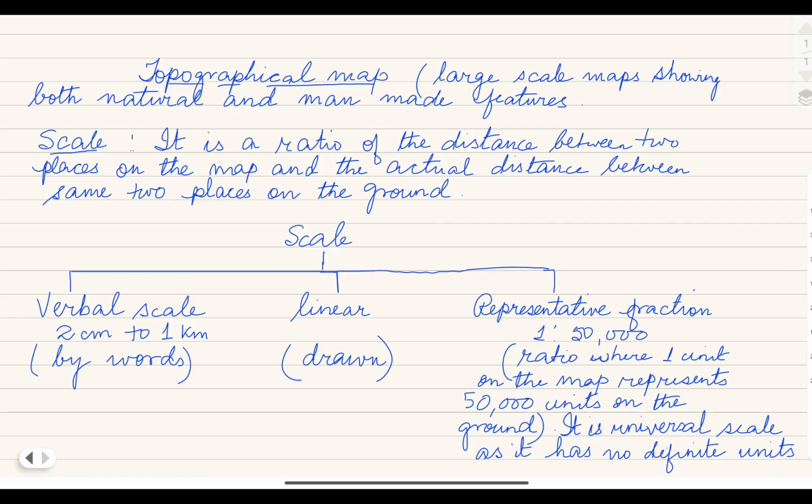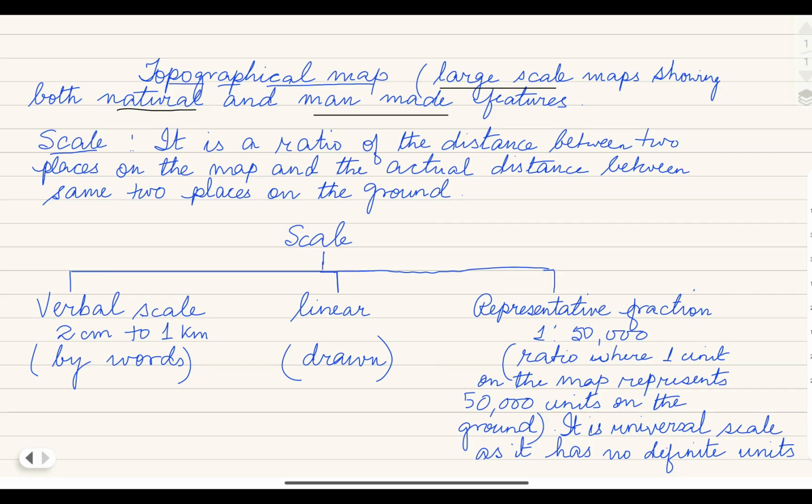Very important. A topographical map is a large scale map, and this large scale map shows both natural as well as man-made features. Now what do you mean by large scale map? Large scale map means a small area of land is shown in a bigger space. So definitely it is very detailed. And what do they show? They show both natural and man-made features.